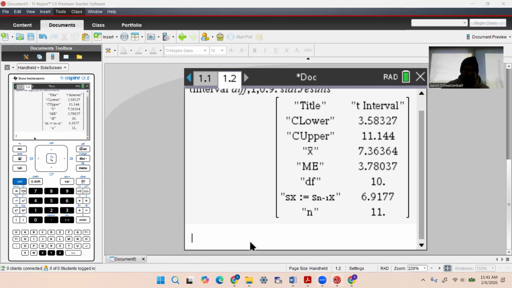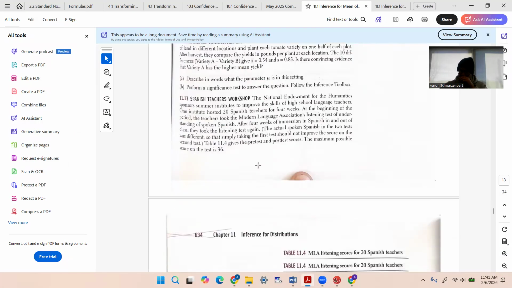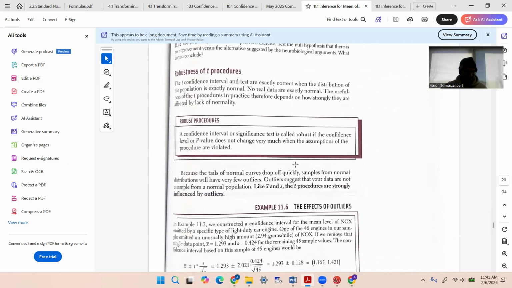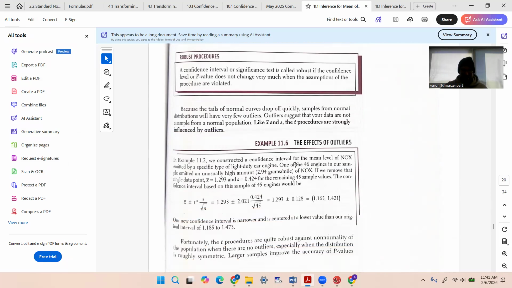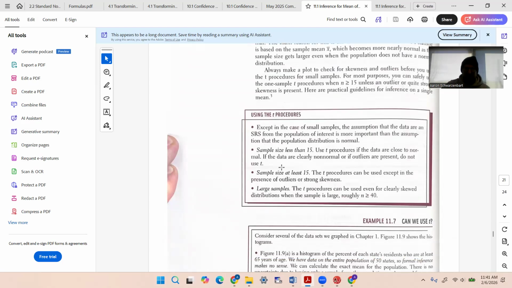Okay, we're going to talk about robustness of the T procedures. What robustness means is how resistant it is to variations. The T procedures in general are very robust. Outliers have an effect, but it's not too great of an effect. Okay, we're going to skip over that example. In general, the assumption that data are from an SRS, that one's really important. The other assumption is that the population distribution is normal. The SRS is way more important.